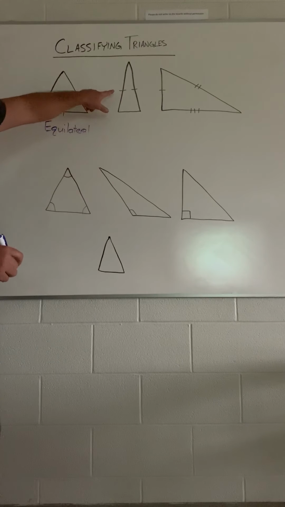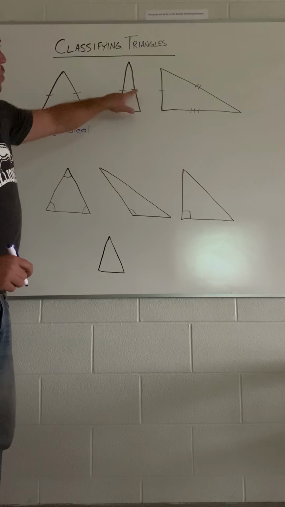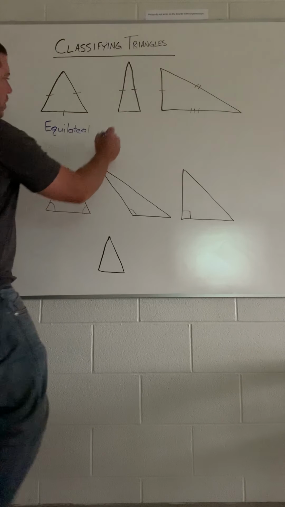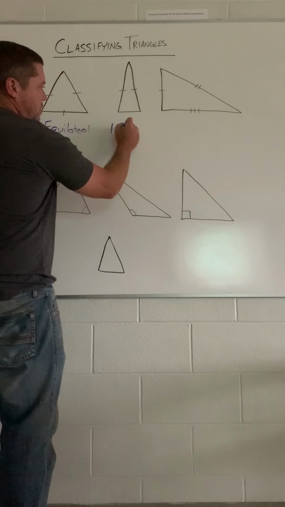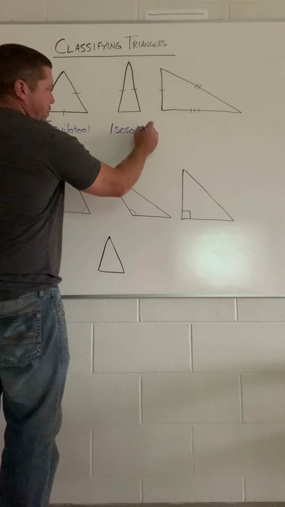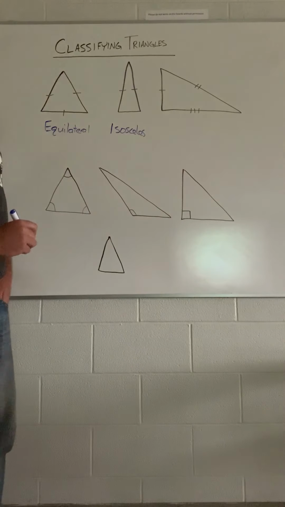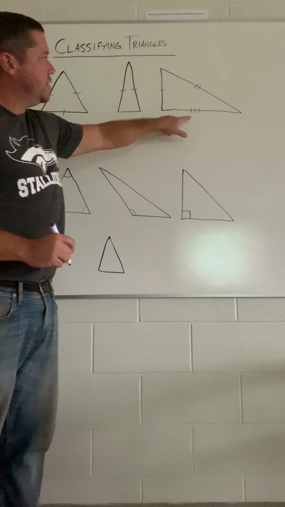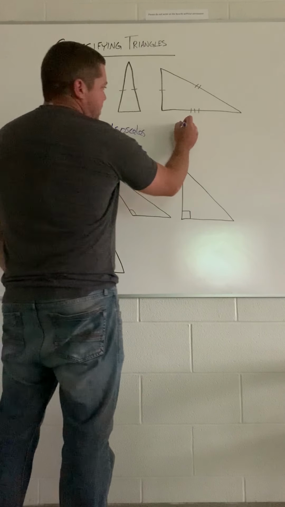All right, in our second one, we've got a triangle with 2 sides that are the same. We call that isosceles. In our third, we've got 3 sides that are all different. That is a scalene.